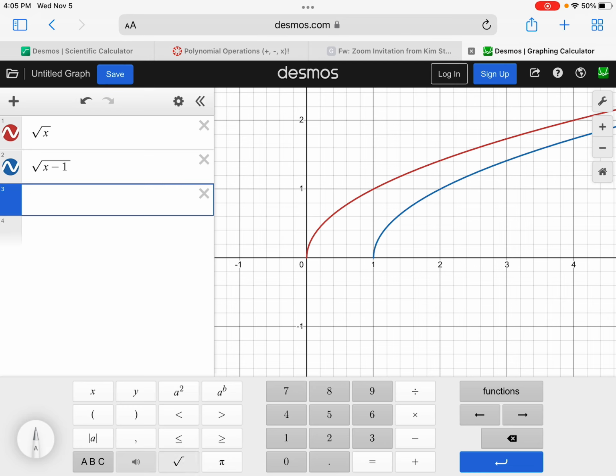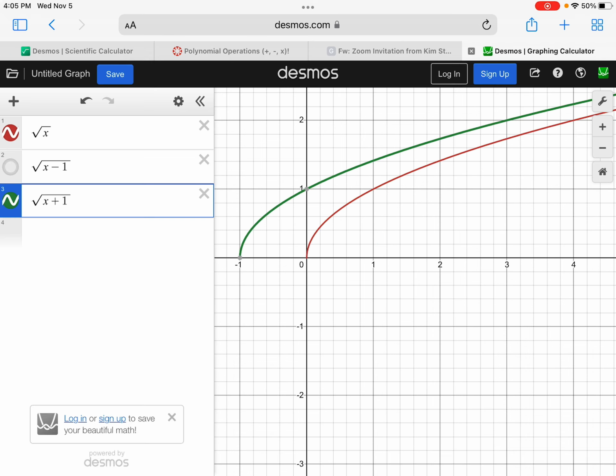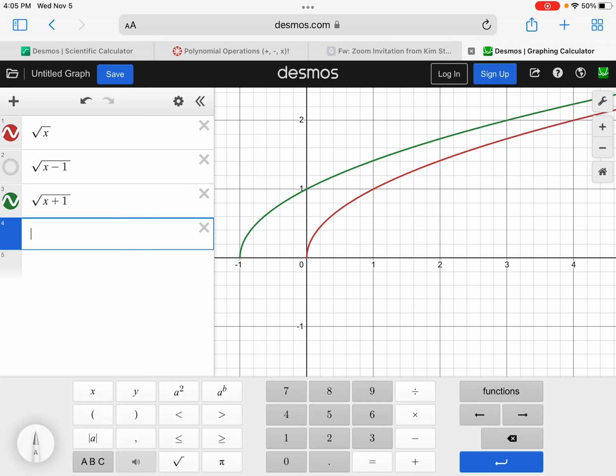If I do the square root of x plus 1, then you can see that plus 1 moves it to the left. And that's a little bit counterintuitive because with plus we usually think of moving to the right, but under the square root, that plus 1 is going to move it to the left. All right, let's do another one.